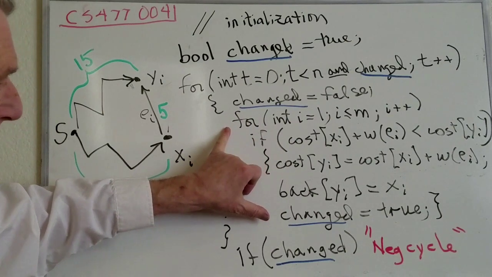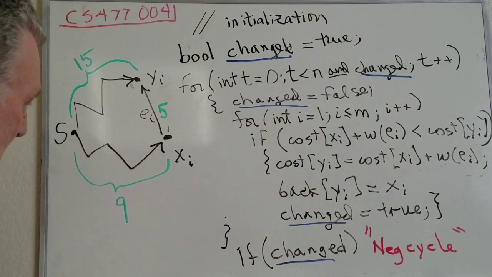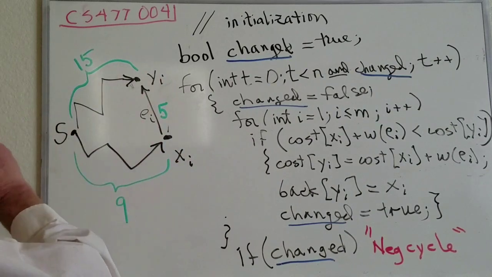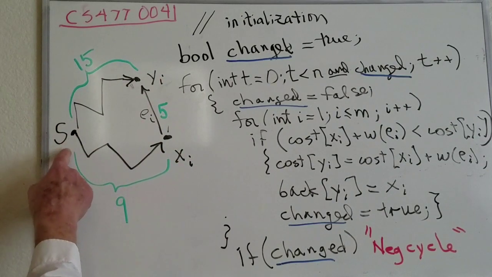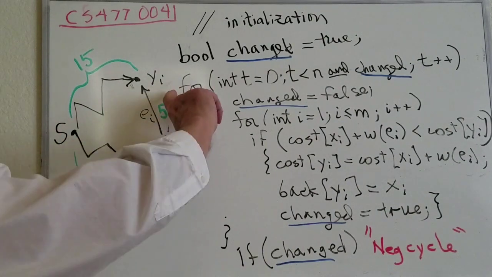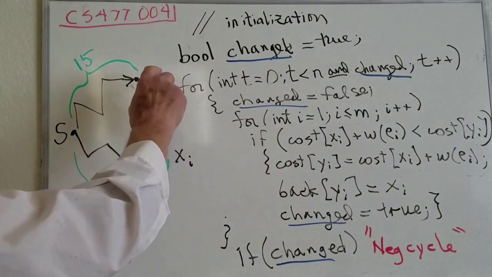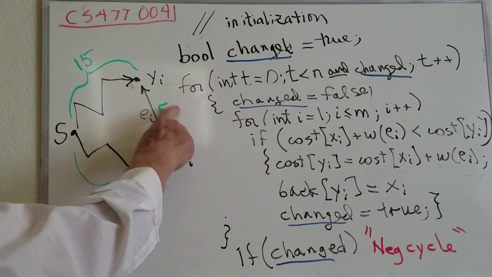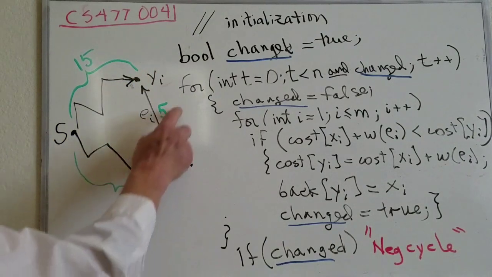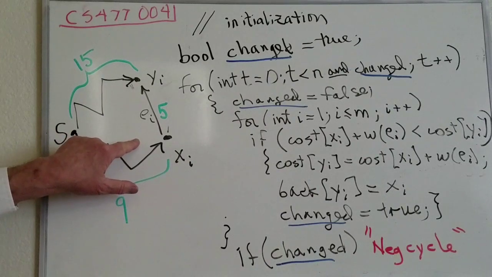Now, the inner loop iterates n times, once for each edge. And for a particular edge, let's say E_i, which goes from X_i to Y_i, we ask ourselves the question: if we take the best path so far from S to X_i, and we adjoin an additional arc from X_i to Y_i, will we get something that is cheaper than the best known path from S to Y_i? In this case, 9 plus 5 is less than 14. So in this case, the value of changed would be set to true.